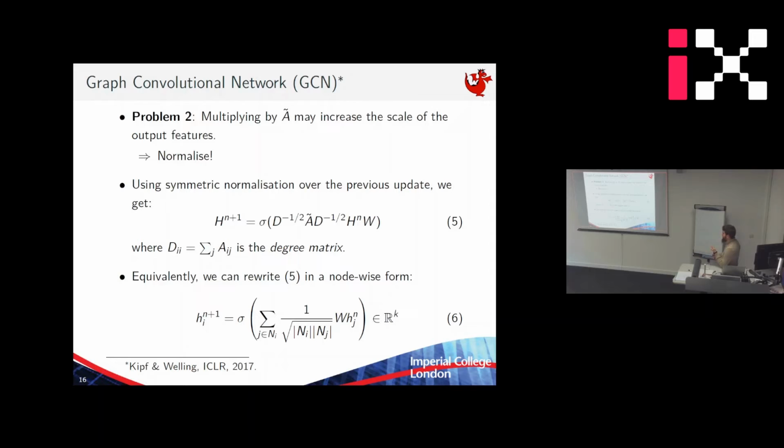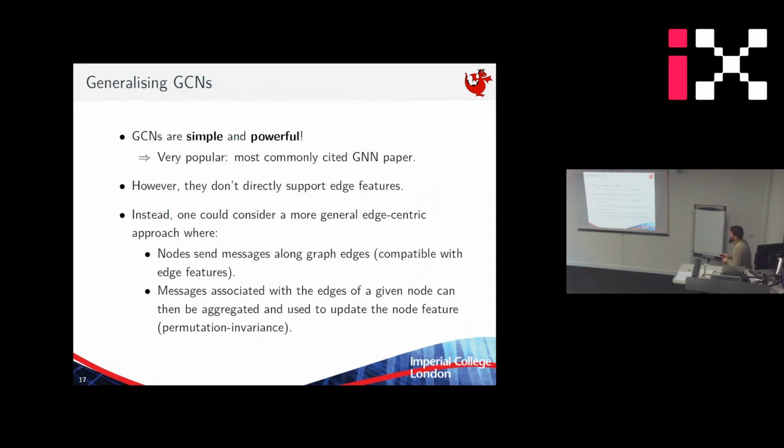So for each node, when you want to update a given node, you take all the neighbors and loop over the neighborhood. You do the same transformation, but here you normalize by the number of neighbors of i and the number of neighbors of j. Yeah, so graph convolutional networks are simple and powerful. It's the most commonly cited GNN paper, so a very popular approach.